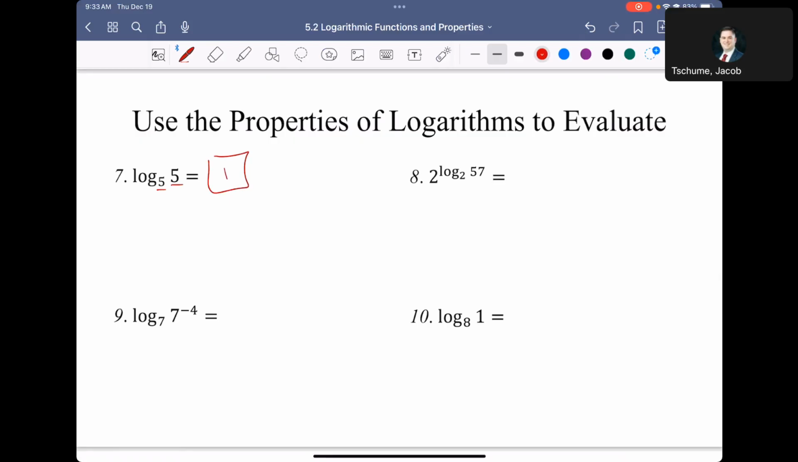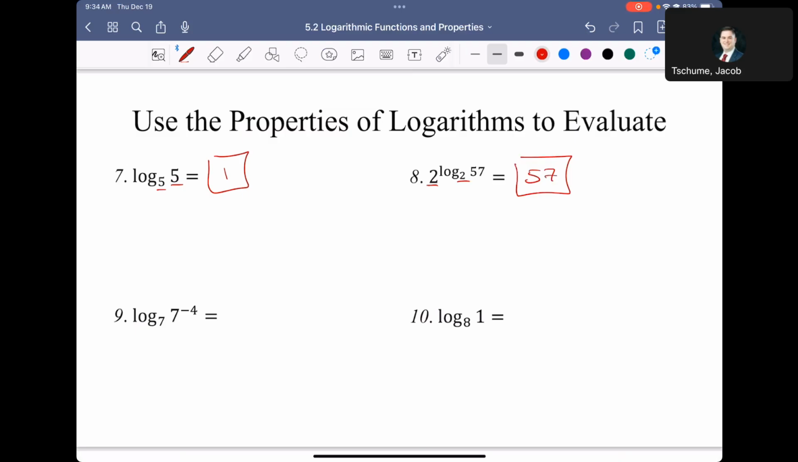Number 8 is the rare one, the one we don't see very often. You've got 2 raised to the log base 2 of 57. In this problem, the base of your exponent and the base of the logarithm match again like it did over here. They do cancel, but that 57 next to it does not cancel, so your final answer is you still have a 57 left over.